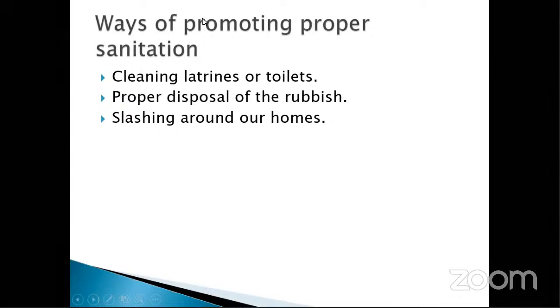Slashing around our houses. Slashing around our homes. That is very correct. Now, it is the same as saying slashing around or slashing our compounds. It's the same. In primary 4, we shall learn more and more why we need to be slashing our compounds. So Manuela is going to read for us the point.